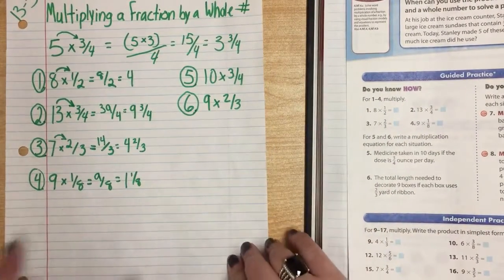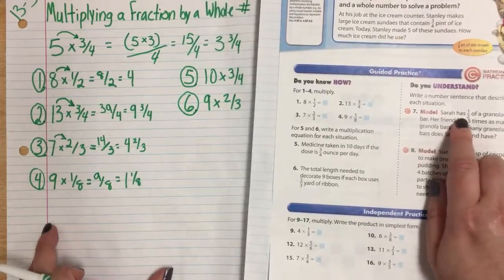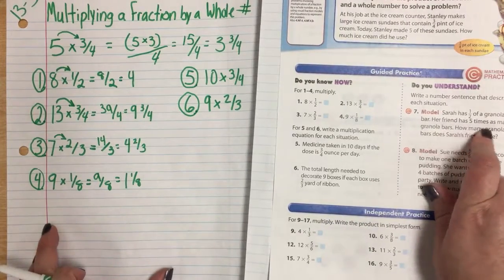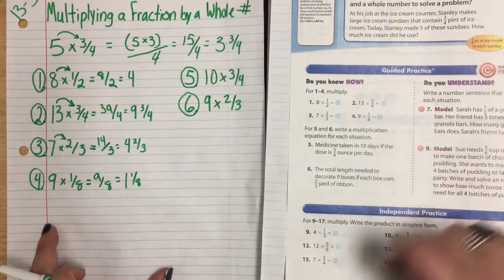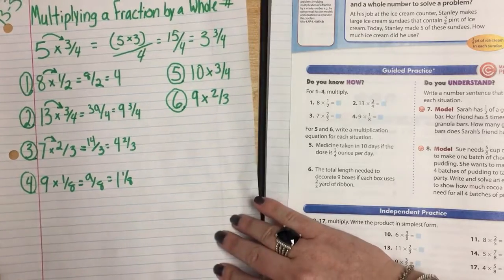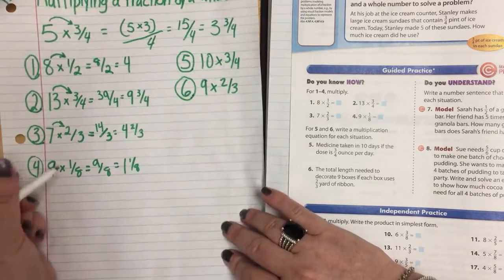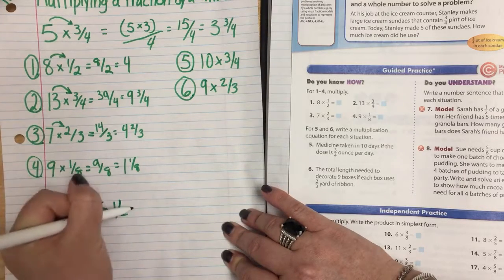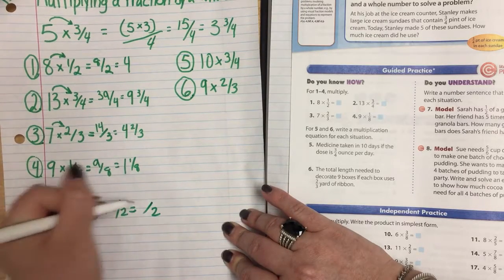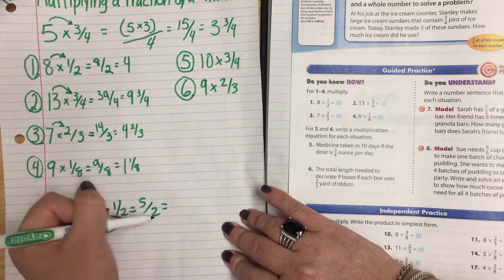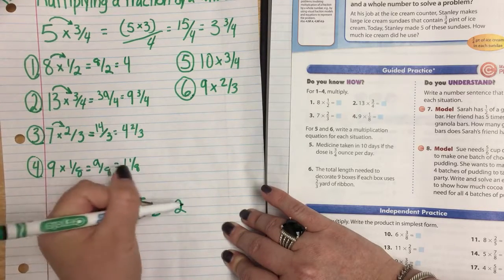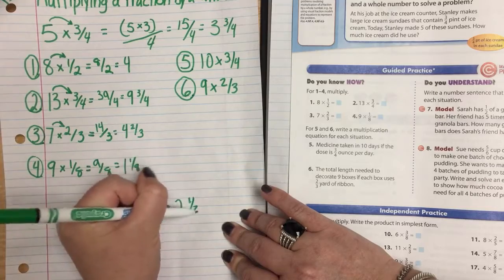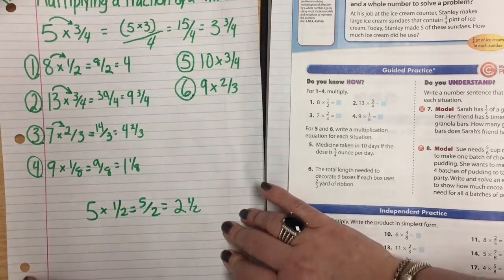For number 7, it says Sarah has 1/2 of a granola bar. Her friend has 5 times as many. How many granola bars does Sarah's friend have? So it is asking me to do 5 times 1/2. Okay, so denominator stays put. 5 times 1 is 5. 2 can go into 5 2 times because 2 times 2 is 4. There is 1 left over. So she's got 2 and a half.